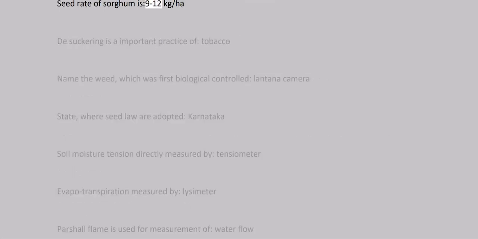Highest production of cereal crop in the world is wheat. Seed rate of sorghum is 9-12 kg. Desuckering is an important practice of tobacco. Name the weed which was first biologically controlled: Lantana camara. State where seed law was adopted: Karnataka. Soil moisture tension is directly measured by tensiometer. Evapotranspiration is measured by lysimeter. Partial flume is used for measurement of water flow.